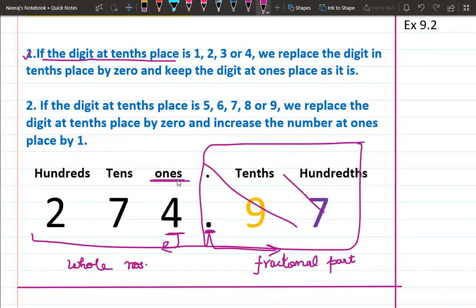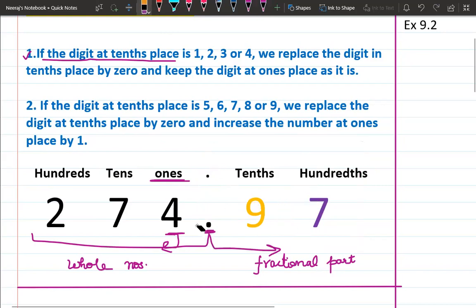You always start adding, subtracting, multiplying, dividing from the ones place, right? But what about the digits after the decimal point? These are called the fractional part or decimal numbers. So here we are talking about decimal numbers. The digit 4 is in the ones place, 7 is in the tens place, and 2 is in the hundreds place. In the same way, if you move from left to right, you will get the decimal numbers. And 9 is in the tenths place.